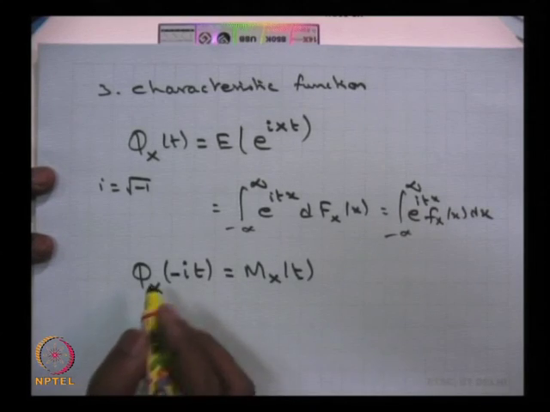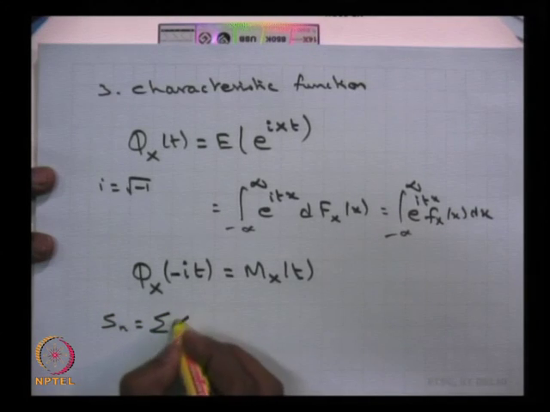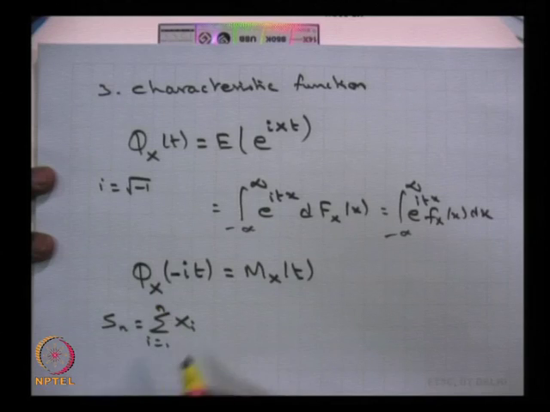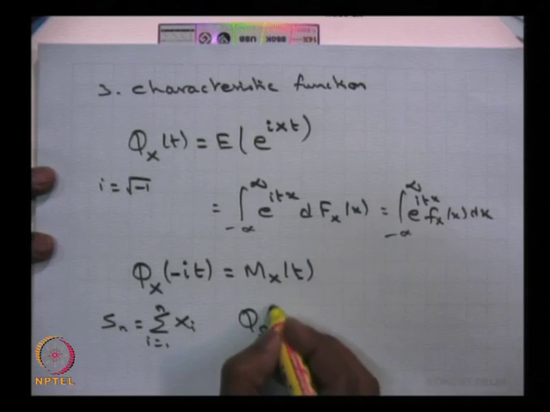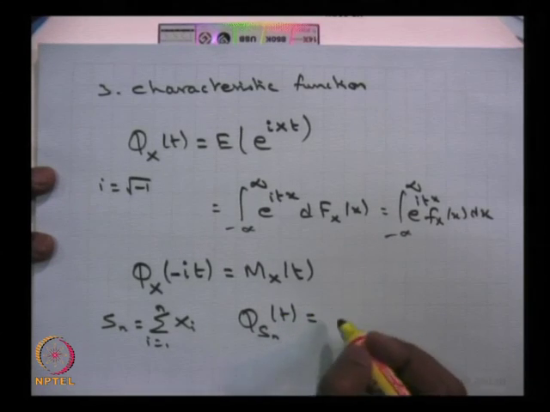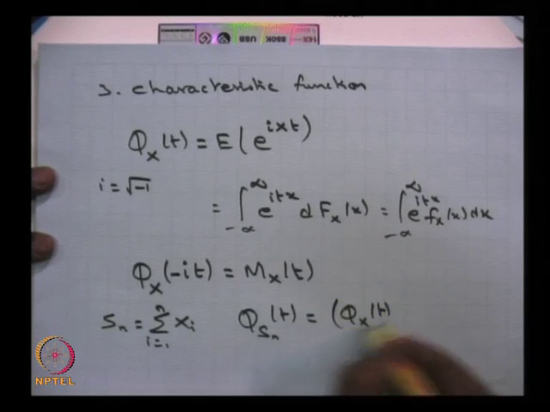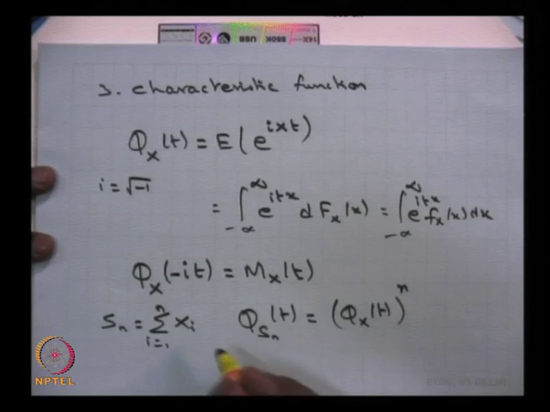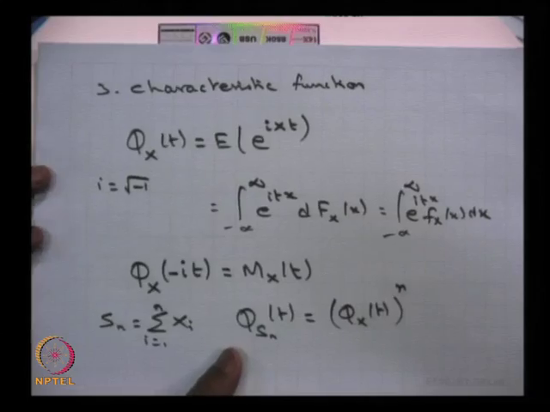Here also, consider the property of summation. Suppose I am trying to find the characteristic function of the sum of n random variables, S n, and all the random variables are IID. Then the characteristic function of S n is the characteristic function of each random variable raised to the power n. This also has the property of uniqueness. That means if two random variables have the same characteristic function, then you can conclude both random variables are identically distributed.